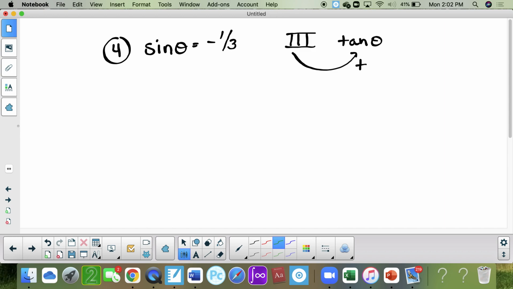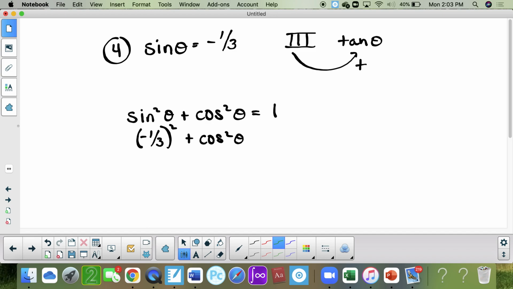Okay, so what I'm going to do is they give you the sine of theta. So I'm going to do the sine squared theta plus cosine squared theta equals 1 by the Pythagorean identity. I'm going to replace the sine of theta with the negative 1/3, but I have to also square it, plus the cosine squared theta equals 1. Anything squared in math is going to be a positive, so a negative 1 times a negative 1 is 1, and 3 times 3 is 9, plus the cosine squared theta is equal to 1.